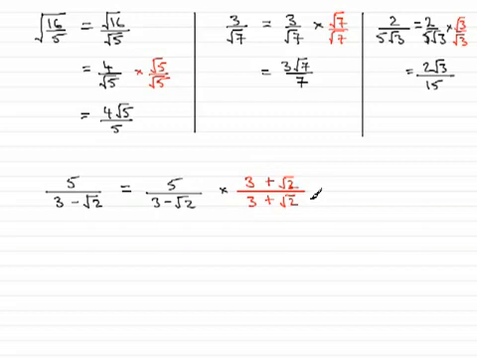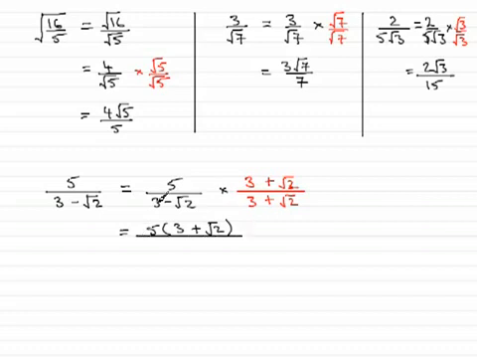Okay, this is 1 still, so it's not going to alter the value of our fraction, but it will have the effect, as you'll see in a minute, of changing the appearance. Because if we multiply out the top, we would get 5 times 3, which is 15, plus 5 root 2. But what I'm going to do is just leave that as 5 bracket 3 plus root 2, because I feel it serves no purpose really just to multiply that out.